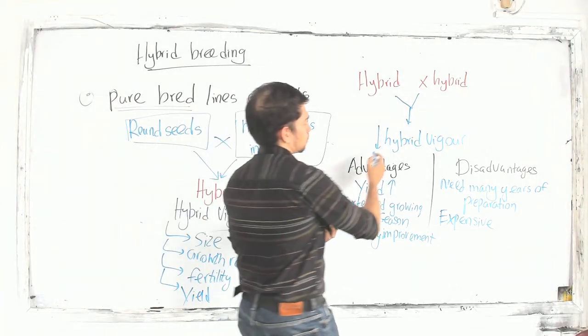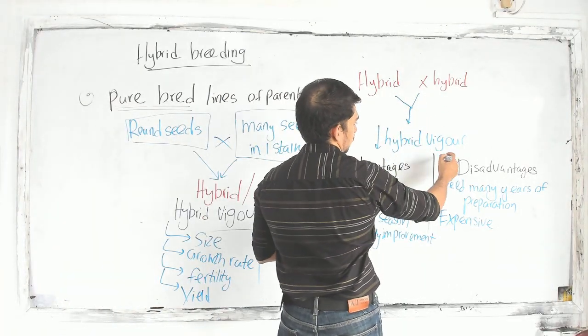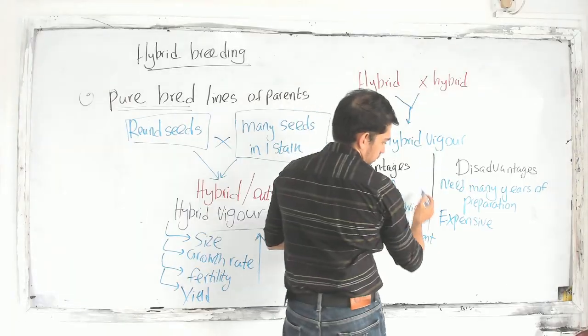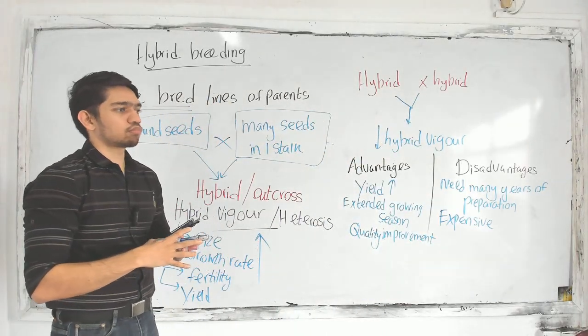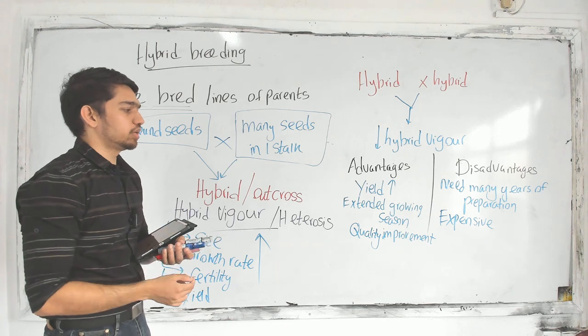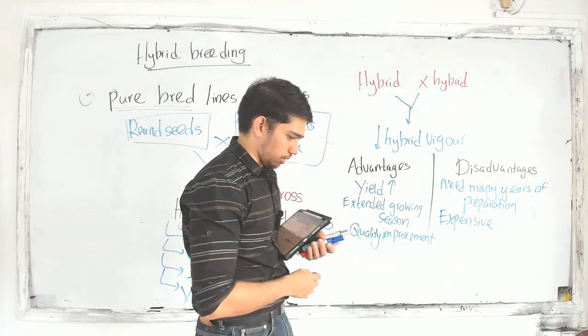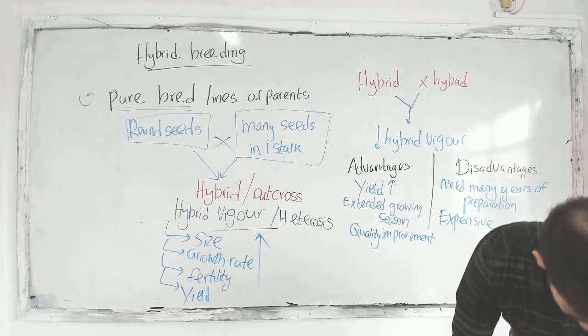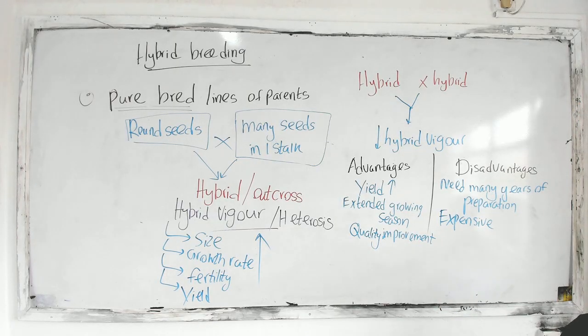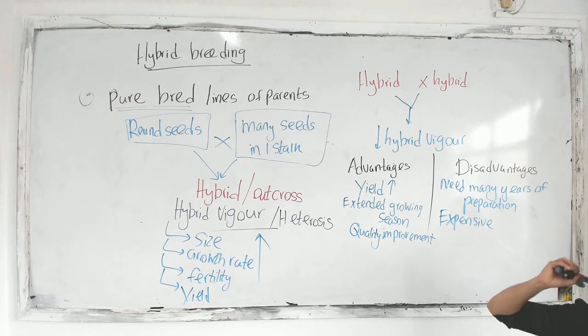And also, if you cross hybrids with hybrids, the hybrid vigor decreases. You can also write it: if you let hybrids interbreed, the hybrid vigor decreases. Those are the three disadvantages. Quickly take down: hybrid breeding.